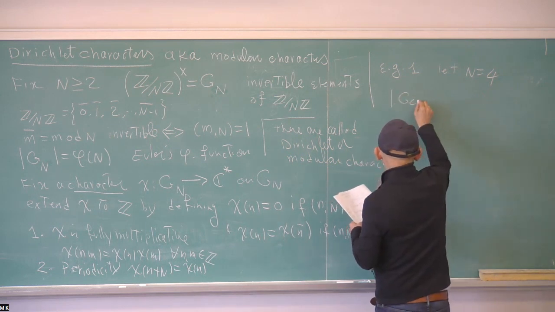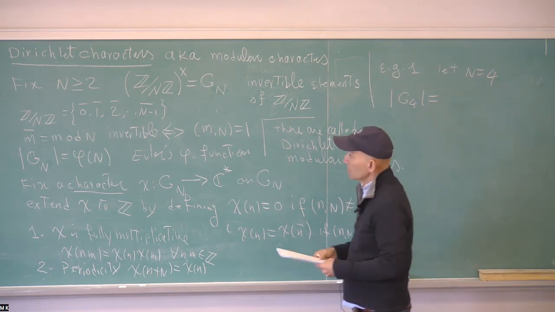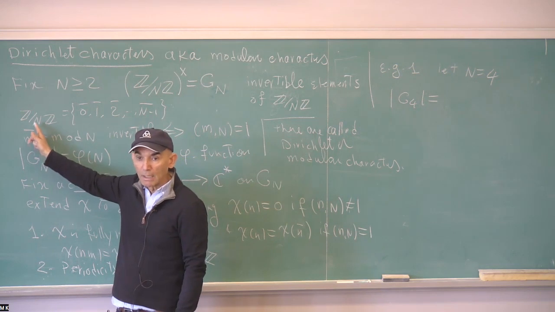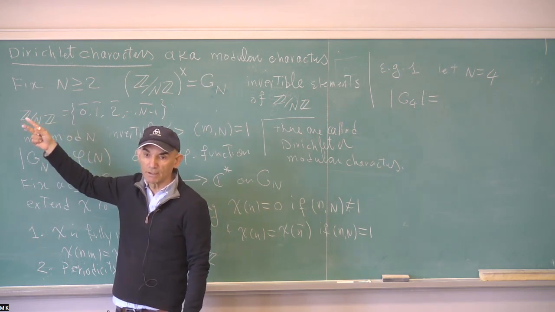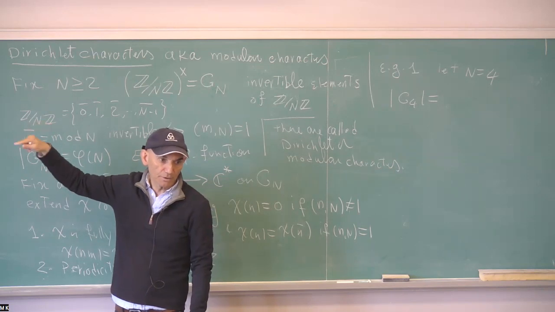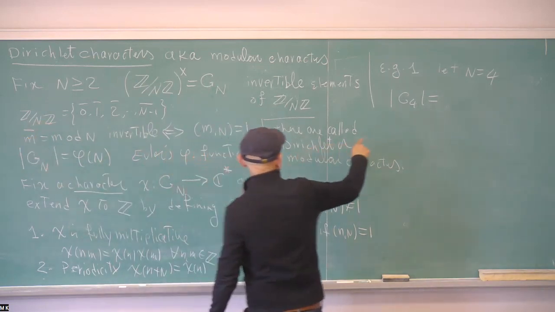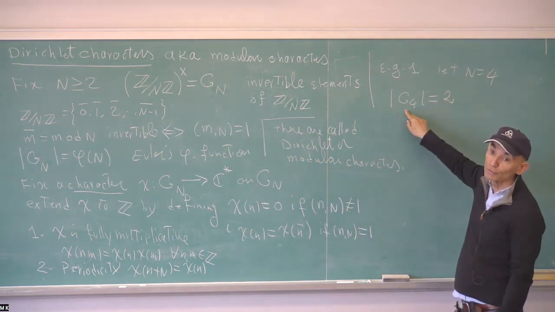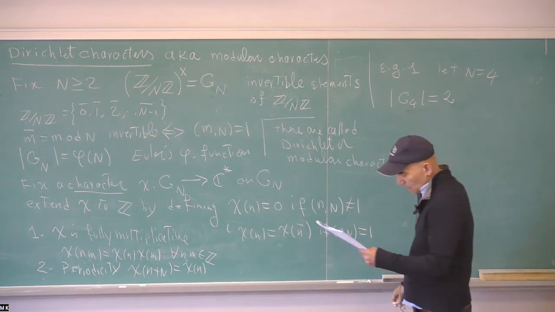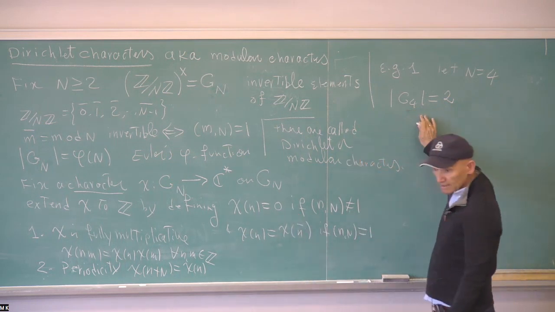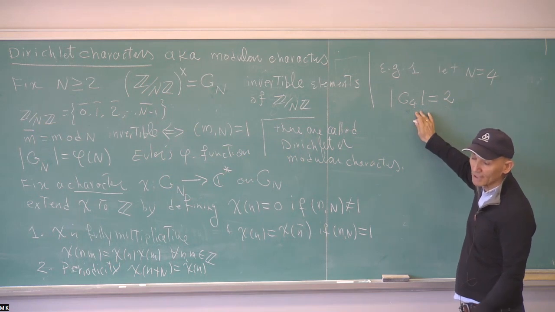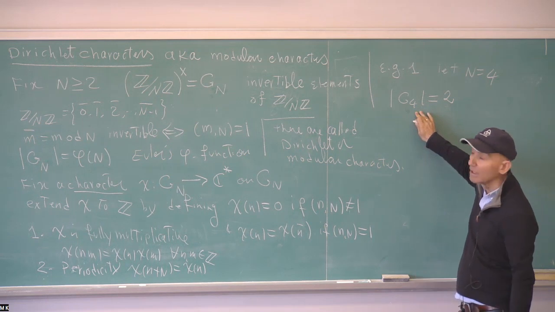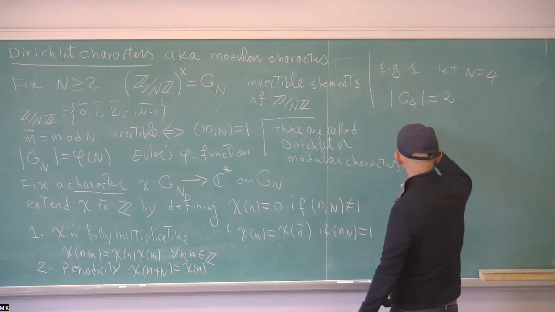G4, order of G4. The ring of integers modulo 4 has only two invertible elements: 1 and 3. These are the only invertible ones, so the order of this group is 2. Actually, this group G4 is the cyclic group of order 2. That's clear. So there are only two characters as a result, because the dual group of a cyclic group is isomorphic to the group itself. So there are only two characters.